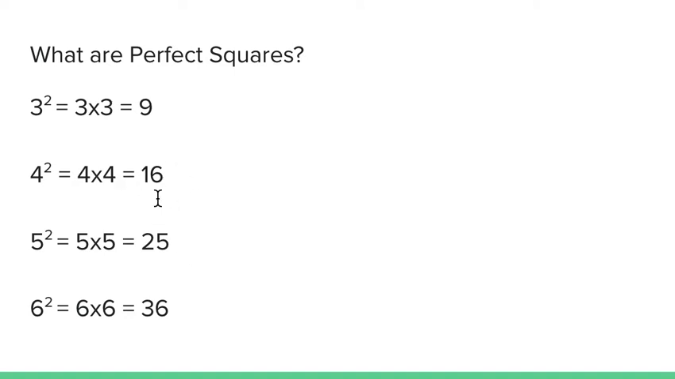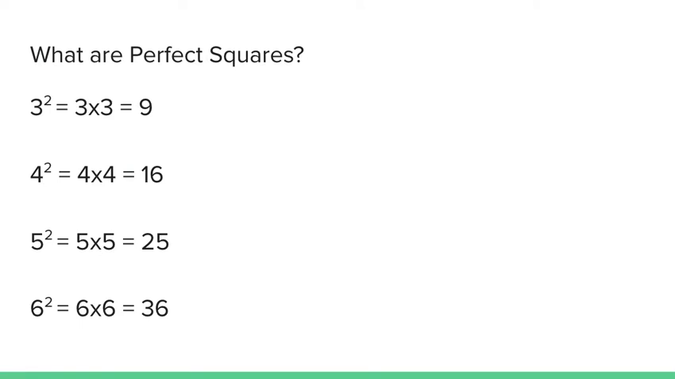Perfect squares are only numbers that we get by multiplying whole numbers times themselves. If you have to use a decimal multiplied by itself to get that number, it is not a perfect square. And I'll show you some examples in a moment that'll make that a little clearer.